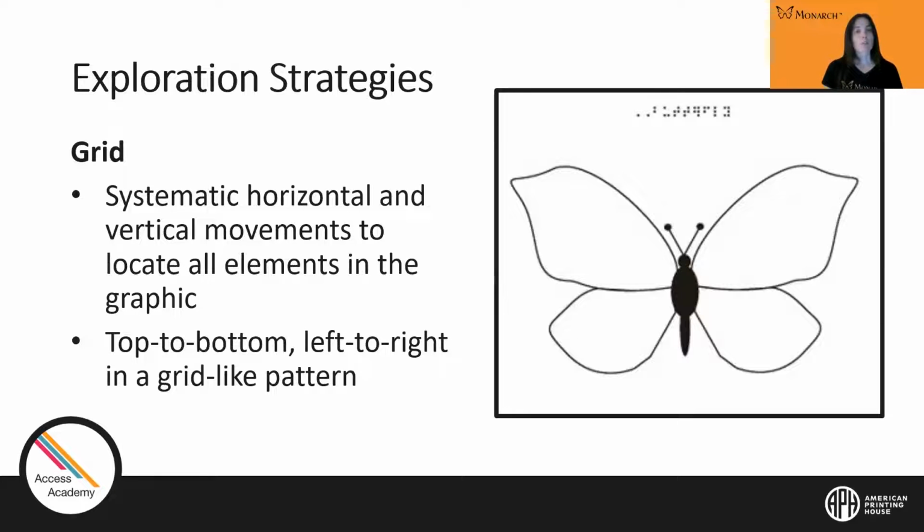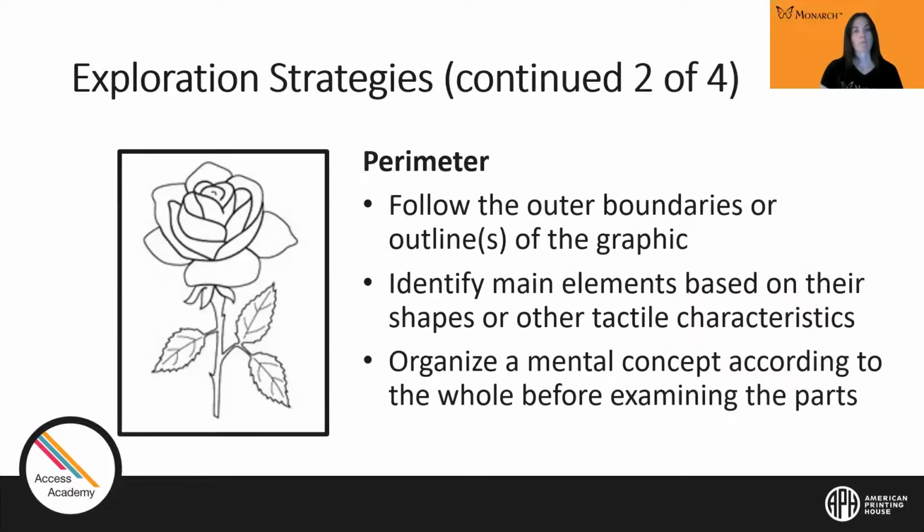I also have 4 exploration strategies that I'll outline for you. And once again, this is not a complete list, but it is also a great place for a beginning. The grid pattern is probably the most systematic of all of our strategies. These are systematic horizontal and vertical movements to locate all elements in the graphic. So you start at the top left, and then you move to the right, you come back to the left, you drop down, you move to the right, you come back to the left and drop down again. What this allows you to do is to see everything that's on the page. As you know, there's often a lot of information, a lot of diverse information, and this helps you to find all of it before you actually start to examine it and figure it out.